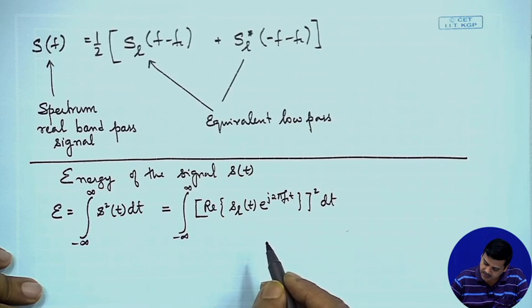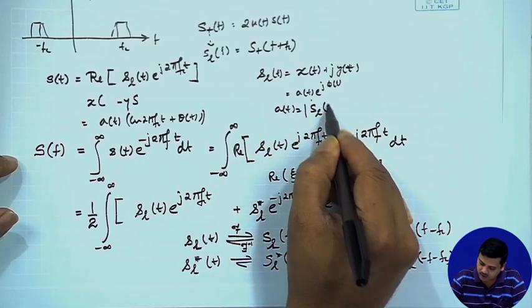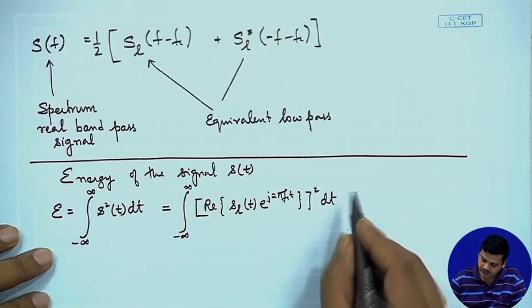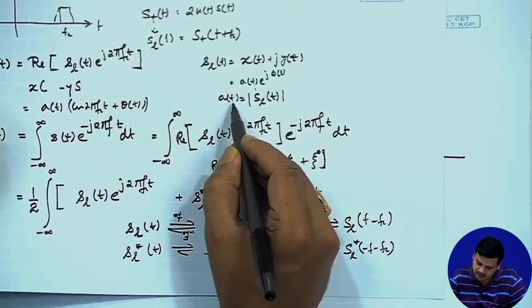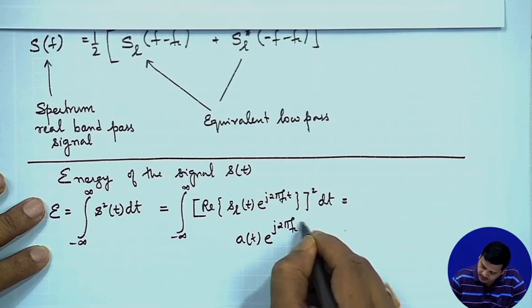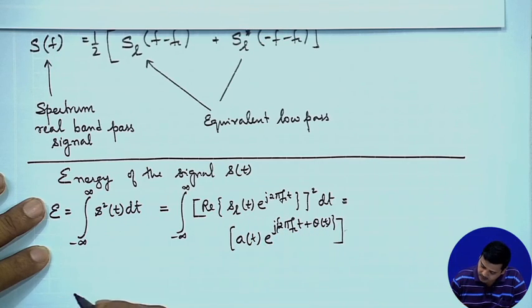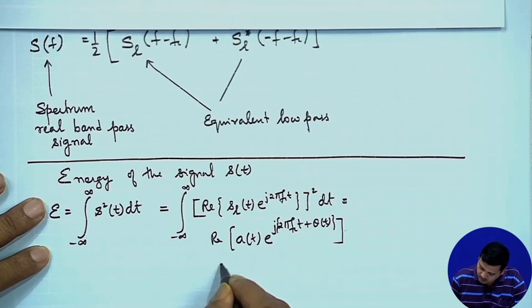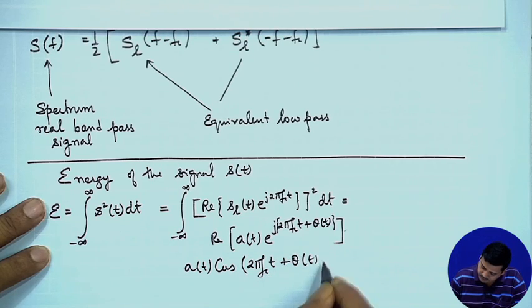So, you could also write this as, if you would recall the other representation that we had here, we had this kind of a relationship, where a(t) is equal to the modulus of s_l(t). If you do this, then what you are going to get is this representation: a(t) e to the power of j (2 pi f_c t plus theta(t)) inside, and you are going to take the real part of it. You are going to get a(t) cos of (2 pi f_c t plus theta(t)). This is what you get inside this bracket, and there is a squaring of it.